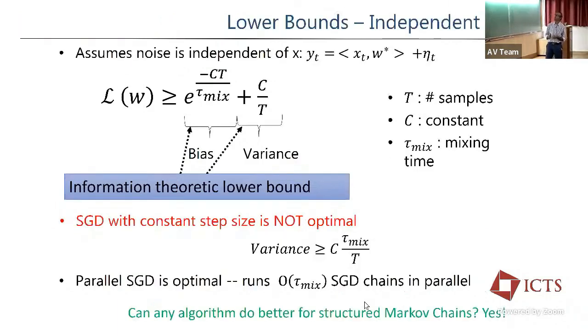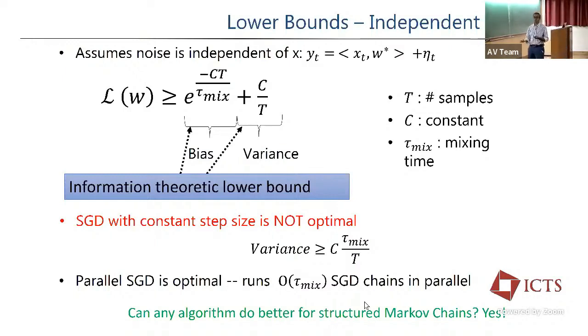But suppose we make our problem a bit easier. Remember, the target y_t is given by the inner product of x_t with some w star plus this noise eta_t. Suppose this noise eta_t is independent of the samples. In that case, we can show that the information theoretic lower bound has the same bias term, that is, the bias is still slower by this tau mix factor. But now the variance term does not have the tau mix factor at all.